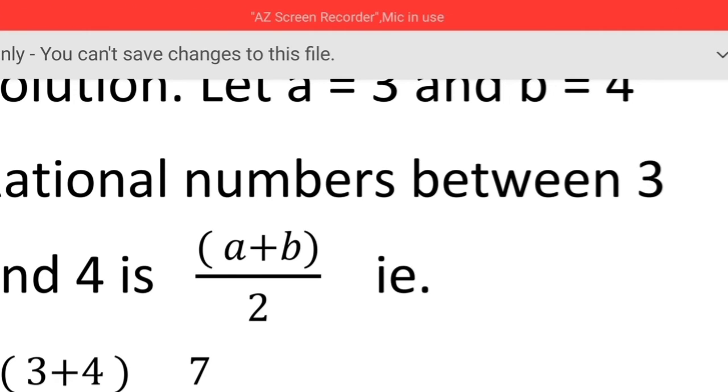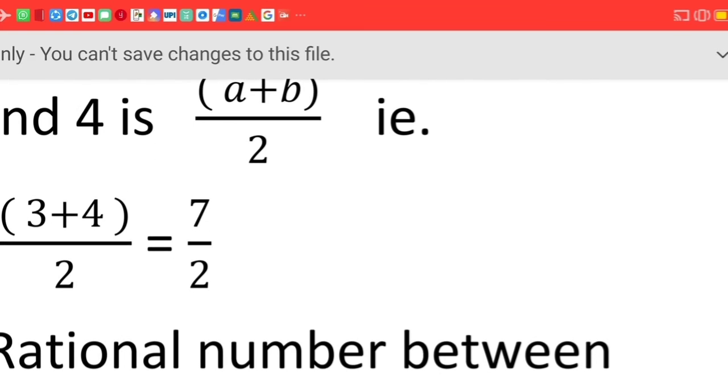So, 3 plus 4 by 2. 3 plus 4 is equal to 7 and 2 is the denominator. So 7 by 2 is the first number between 3 and 4. Let us go to the second number.